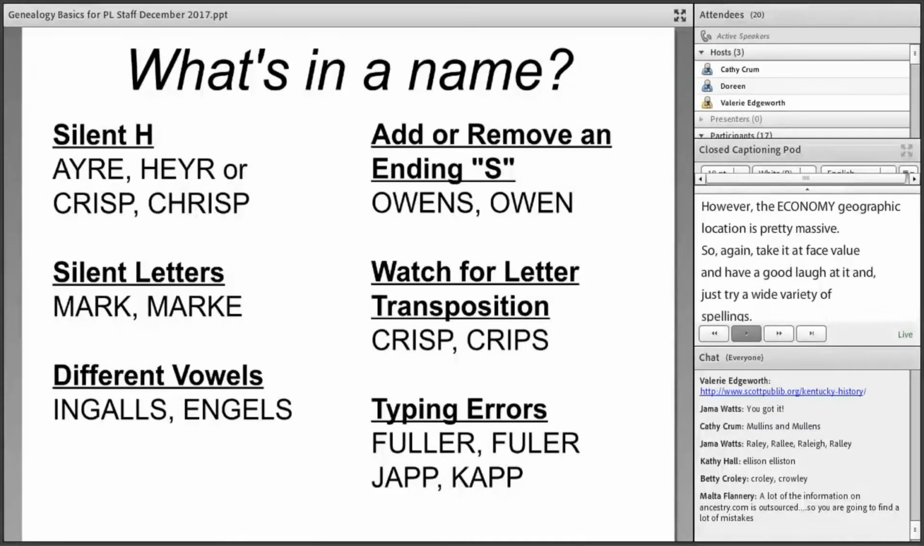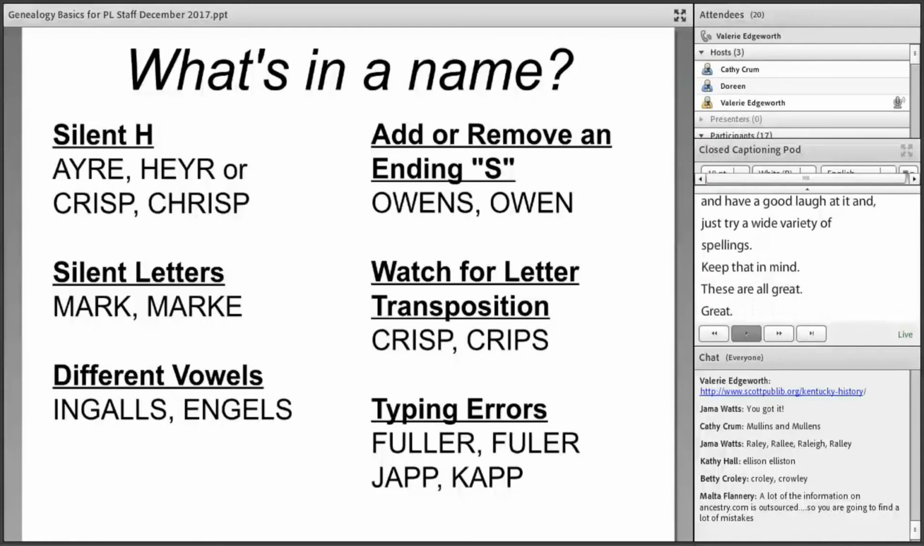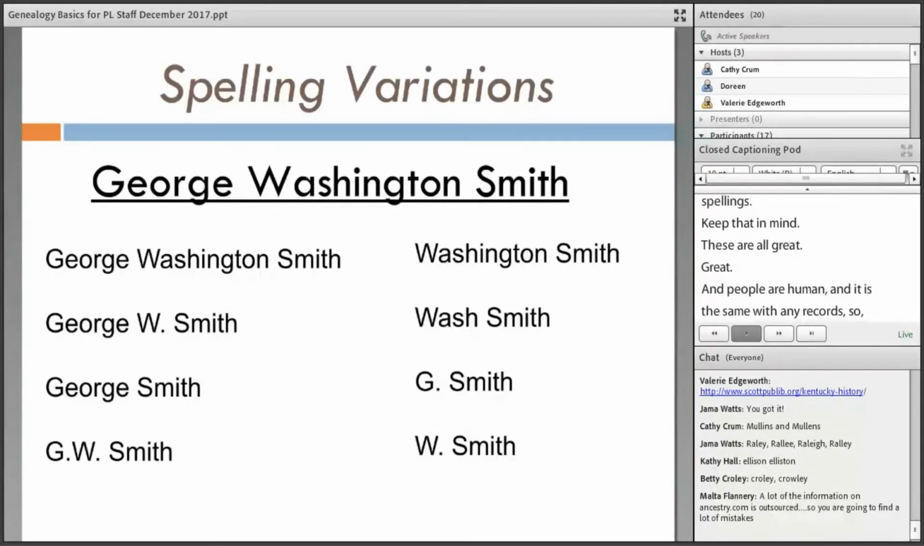These are all great. Yes, and Malta, a lot of it is outsourced. So again, these mistakes happen. People are human. It's the same with any record. So just be sure to reiterate that.